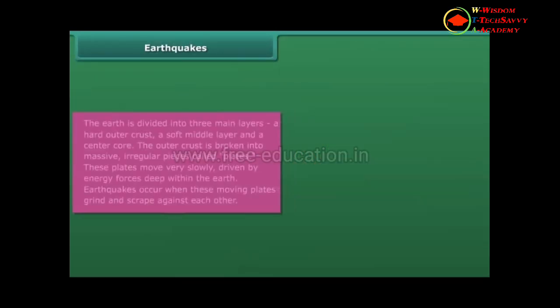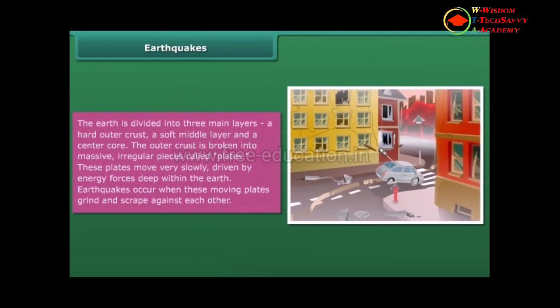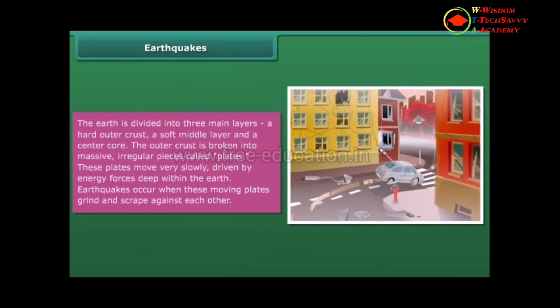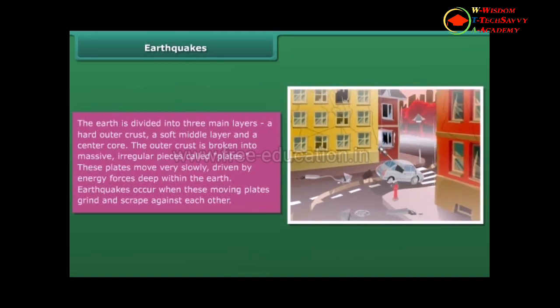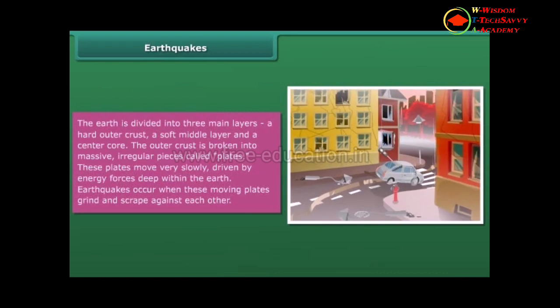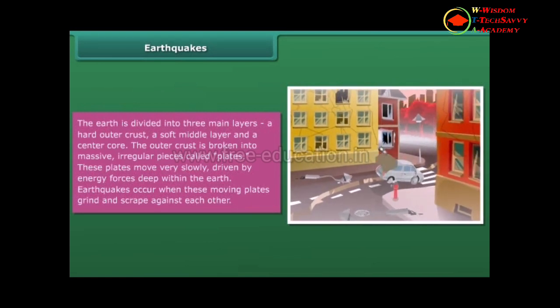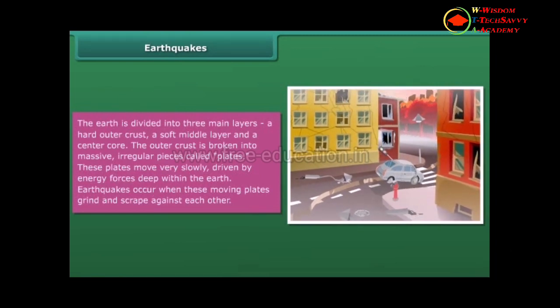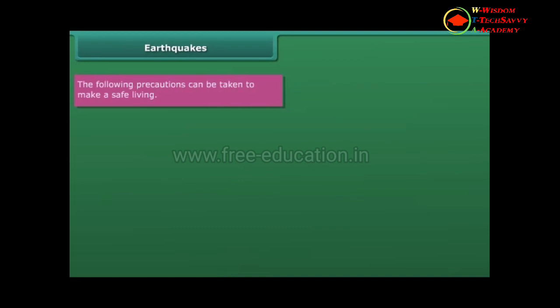Earthquakes. The earth is divided into 3 main layers: a hard outer crust, a soft middle layer, and a center core. The outer crust is broken into massive, irregular pieces called plates. These plates move slowly, driven by energy forces deep within the earth. Earthquakes occur when these moving plates grind and scrape against each other. The following precautions can be taken to stay safe.